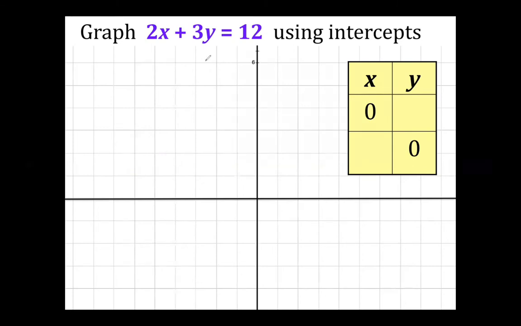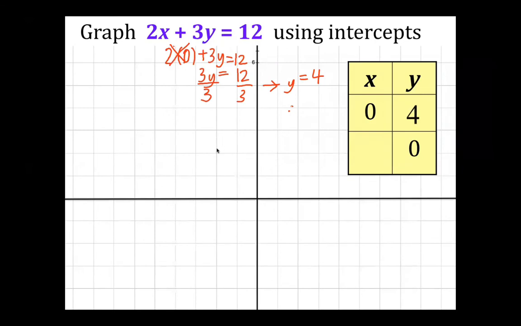So if you do that, you plug in 2 times 0 plus 3y equals 12. And then 2 times 0 will just cancel out to 0. So you're just left with 3y equals 12. Divide both sides by 3 to isolate y. And you're given that y equals 4. So your y-intercept would be 4. I'll go ahead and put that into our chart.